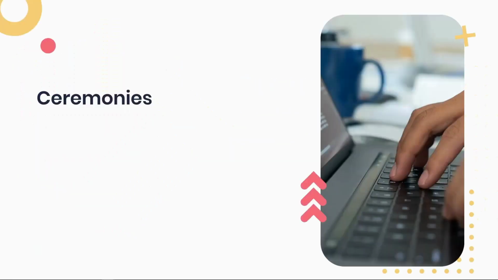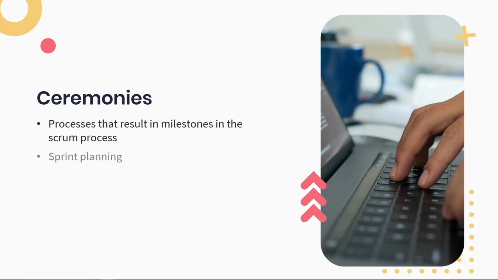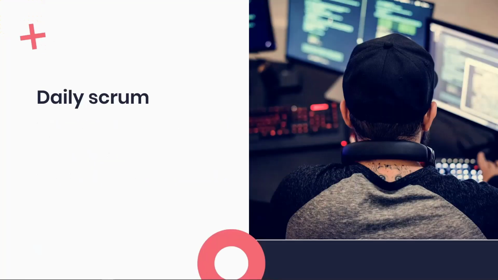The third aspect of the Scrum is the ceremonies. These are actually exactly what they sound like, processes that result in milestones in the Scrum process. They include sprint planning, looking at the stories from the release backlog and putting them in the sprint backlog. Meetings hosted by the Scrum Master in which testers estimate the time and effort needed to test the various stories in the sprint backlog.